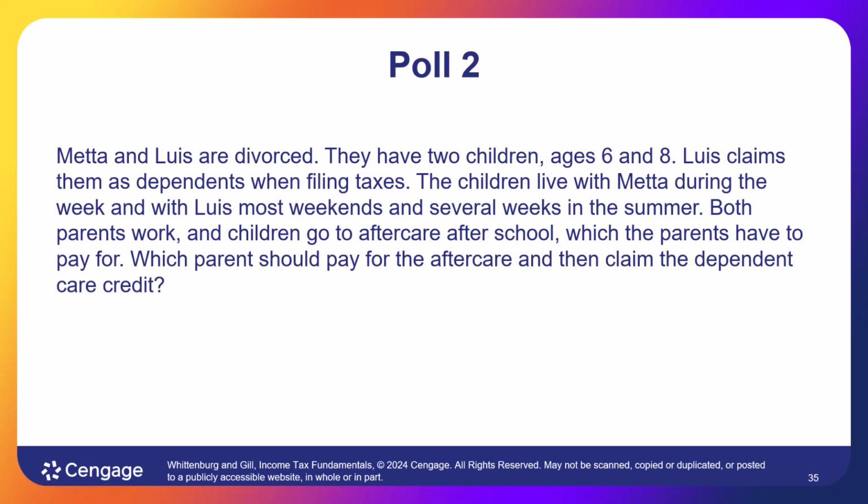Either parent would be able to claim the credit. They need to determine whose overall tax liability it is and see who would get the greater benefit. That's assuming that they have a good divorce and they can communicate and decide what's best for everyone, right?